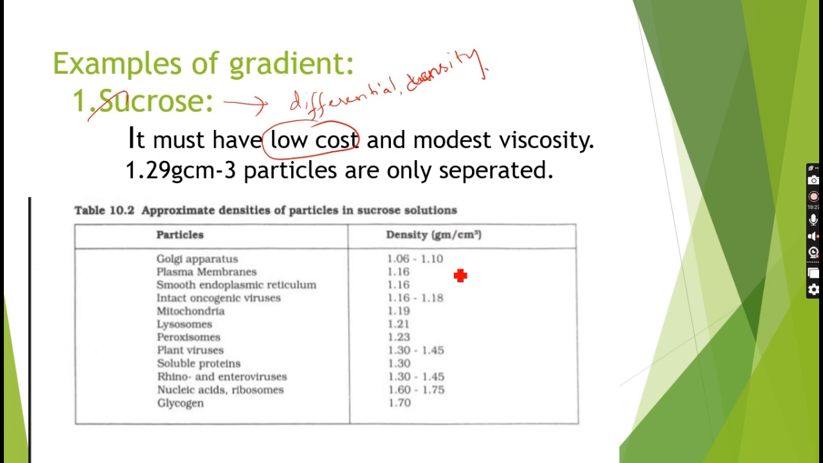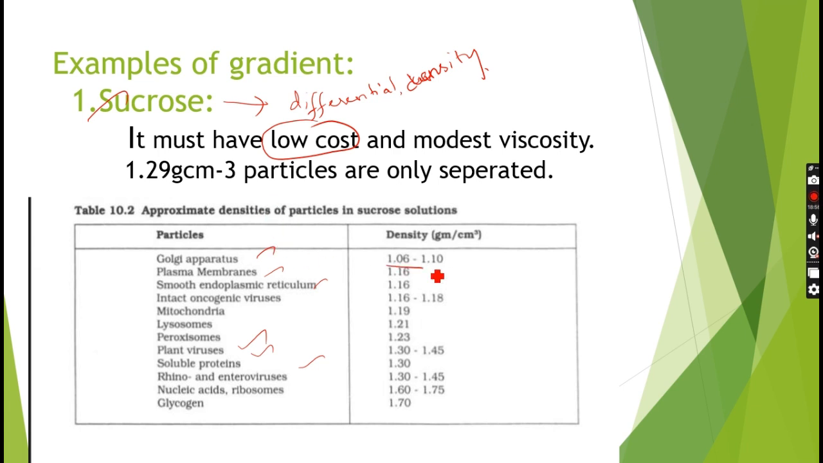It is going to separate components like the Golgi apparatus, plasma membrane, smooth endoplasmic reticulum, mitochondria, lysosomes, and proteins. Soluble proteins can also be separated. Even plant viruses can be separated off. An enterovirus can be separated off. Like that, different components can be separated even when there are only small differences in their density.